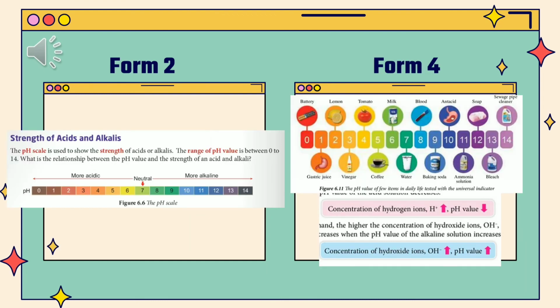Next is the pH scale. The pH scale is used to show the strength of acids or alkalis. 7 is the neutral value. From 6 and lower, the scale is considered acidic, and from 8 and above, which is 8 to 14, the scale is alkaline. In lower form, students are taught the basic things so they can familiarize themselves with the concept and apply it in upper form in the strength of acid and alkali subtopic in 6.3.